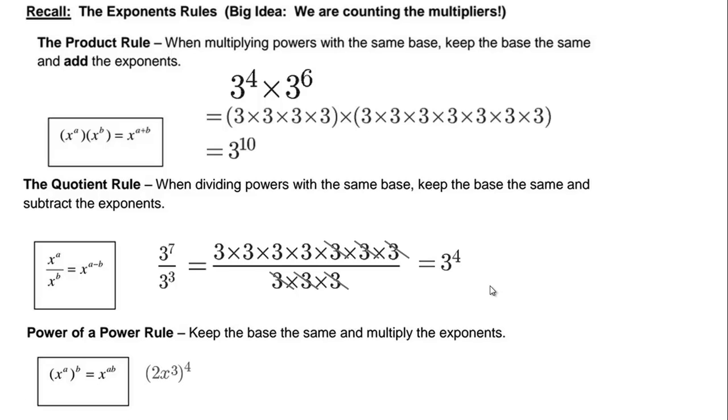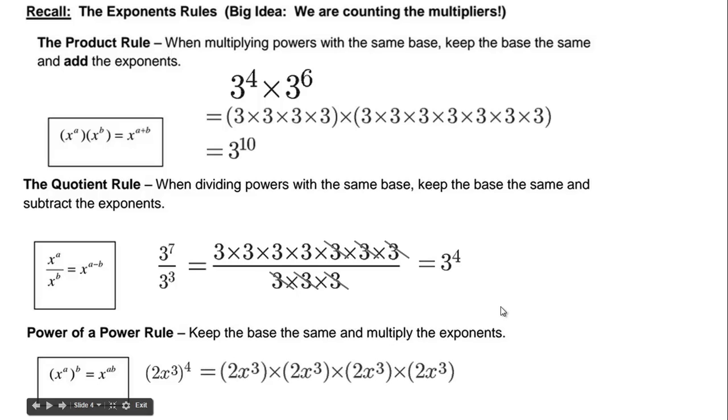And the last one, if you have power to the power, throw a 2 in here: 2x cubed to the power 4. But remember that as 2x cubed, 2x cubed, 2x cubed, 2x cubed. And so how many 2s you have, there's 4 of them, and you've got 12 x's, 3 x's in each one. So the answer is 16x to the power of 12.